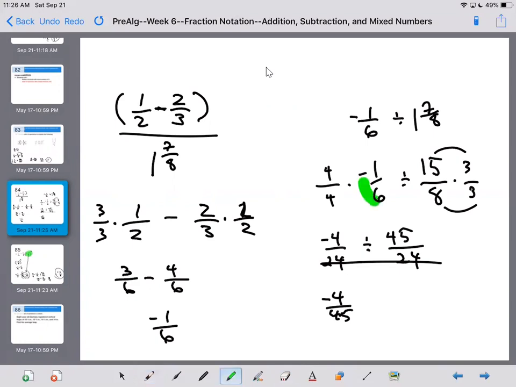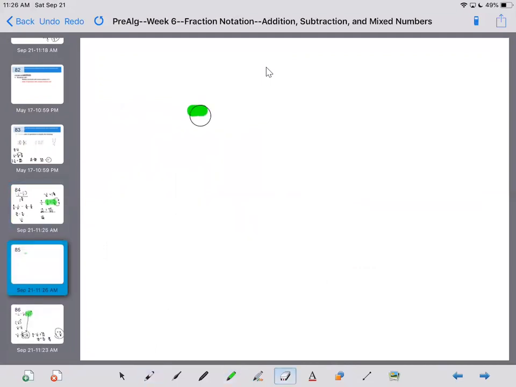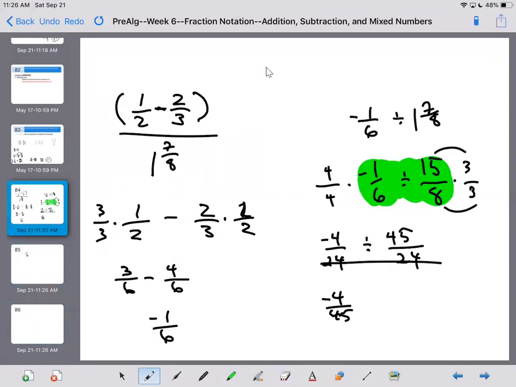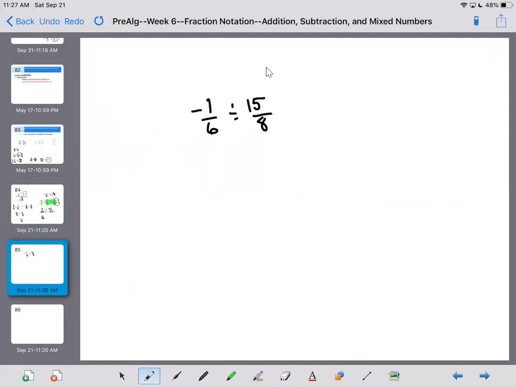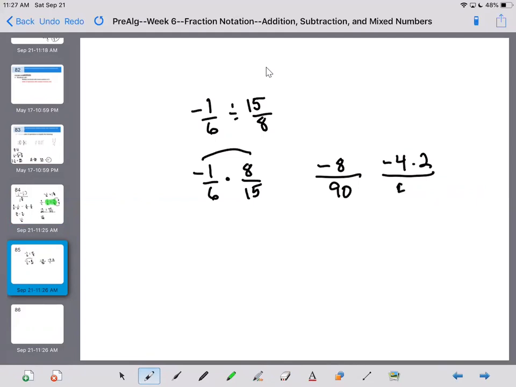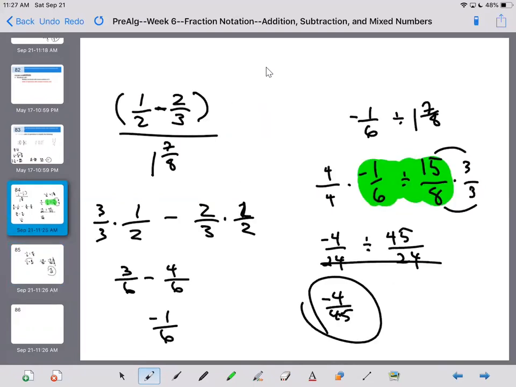Now let's go back and look at this same approach with the reciprocal method. So -1/6 divided by 15/8. If you want to use the reciprocal method, you would do -1/6 multiplied by the reciprocal. And so -1 times 8 is -8. 6 times 15 is 60 and 30, that's 90. And both are divisible by 2. So our -8 and 90 divide by 2, giving -4 and 45. You're left with -4/45, which is what we found with our other method.